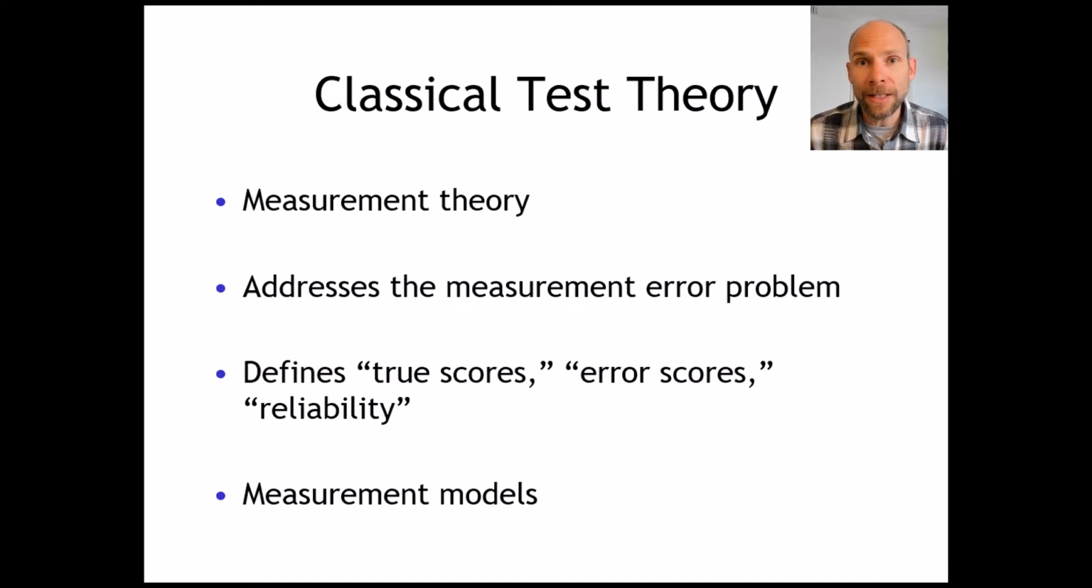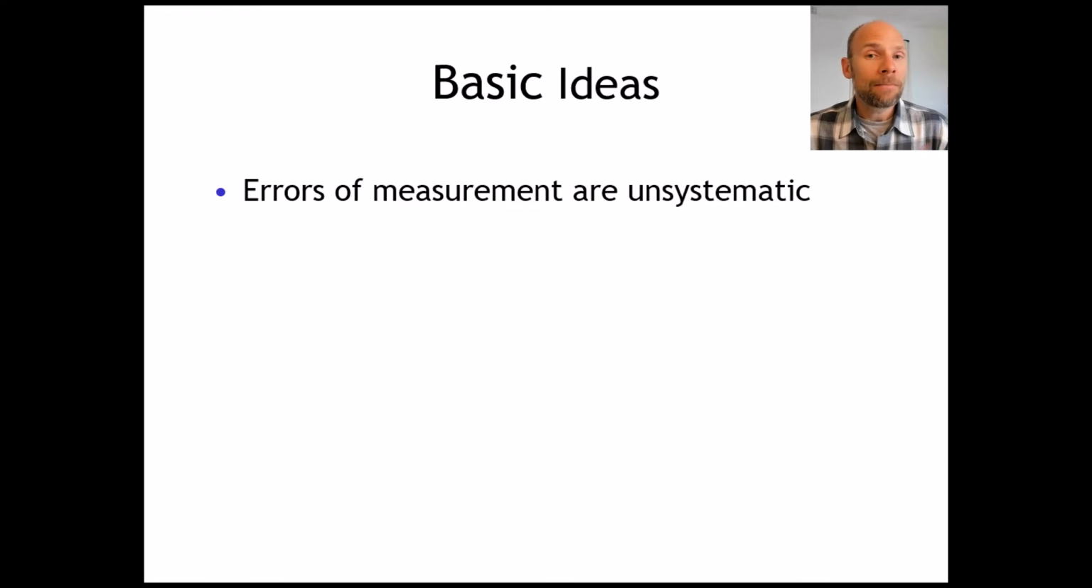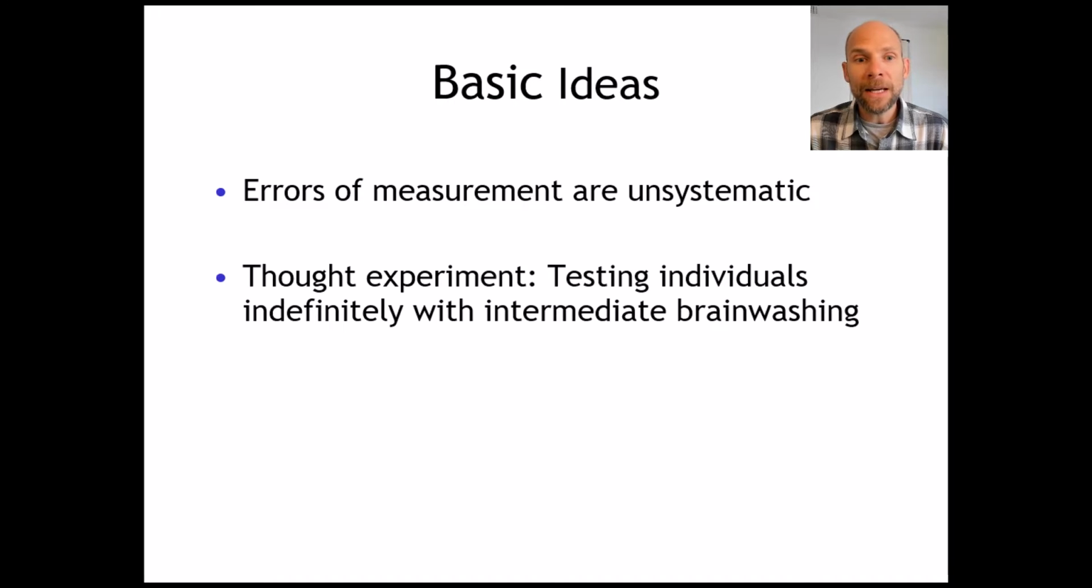Now let's dive into the details, and I'll show you in more detail on the following slides how this actually works. So what are the basic ideas of classical test theory? First of all, in classical test theory, errors of measurement are considered to be random or unsystematic. And so based on that, we can make a thought experiment such that we could imagine hypothetically that we might test individuals an indefinite number of times with the same test or measurement.